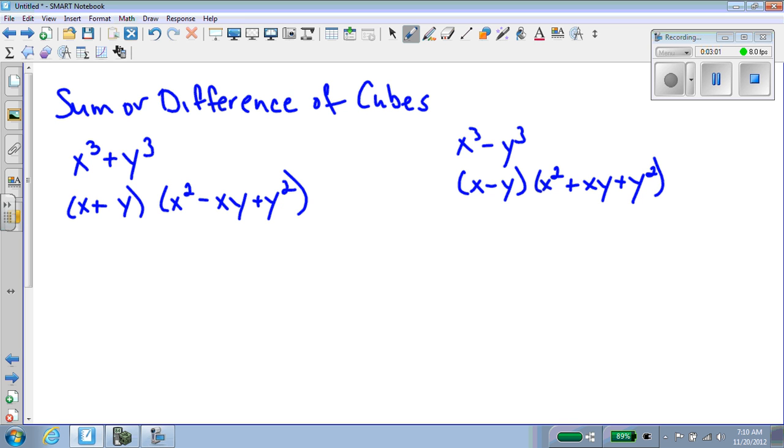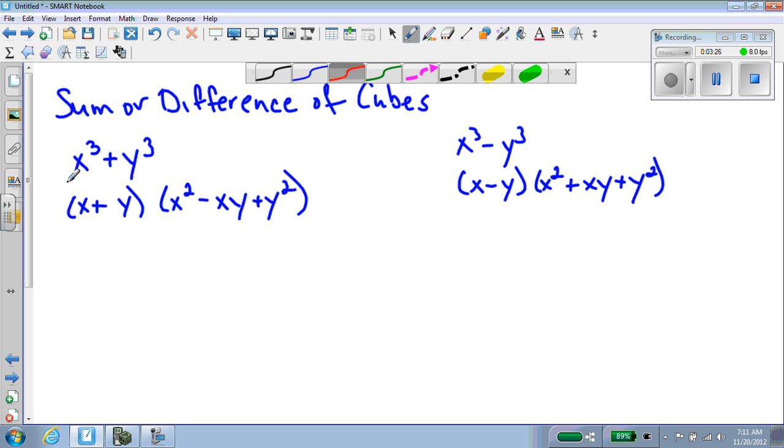Sums or differences of cubes. I think a lot of students forget about sums or differences of cubes, and they just want to say that x cubed plus y cubed is just x plus y quantity cubed. Oops. Well, my pen refused to even write that, so let me get that out of here. Okay.